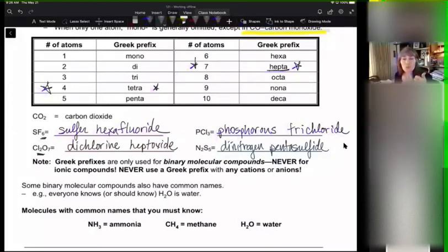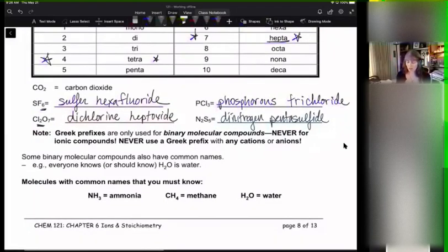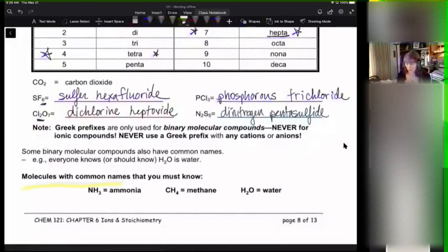That's it, naming molecules. We have to recognize which system to use. Is it a covalently bonded molecule or is it an ionic compound? And then use the system that matches that type of molecule. You need to know a couple common names: ammonia, methane, and water.